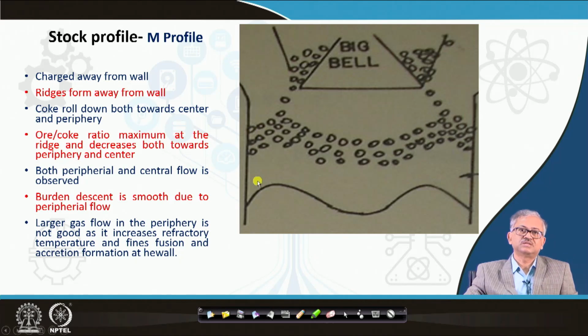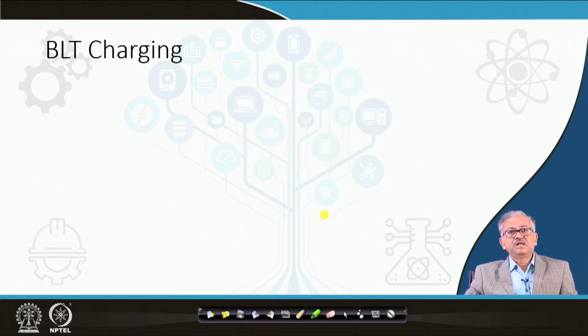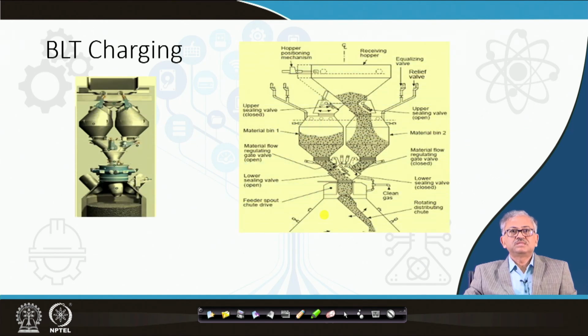So, as a result, the accretion formation chances are there. Otherwise, the M profile is very good. Now, the bell-less charging. What is this bell-less charging? As I said, it is the most modern one.